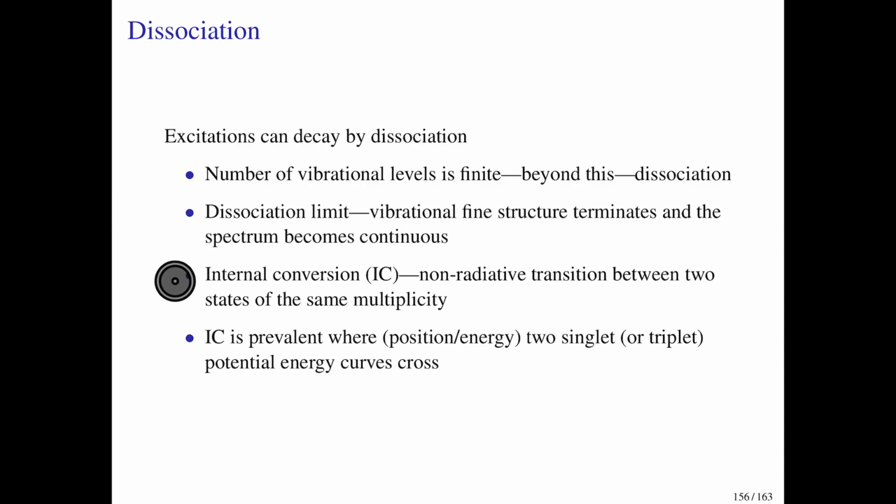Okay, the next idea, internal conversion. It's another type of non-radiative process where instead of going from a singlet to a triplet or from a triplet to a singlet, you go from a singlet to another singlet state. So it's a type of radiationless transfer from one electronic state to another, but in the case of internal conversion, the two states have the same spin multiplicity. In the case of intersystem crossing, the two states involved have different spin multiplicities.